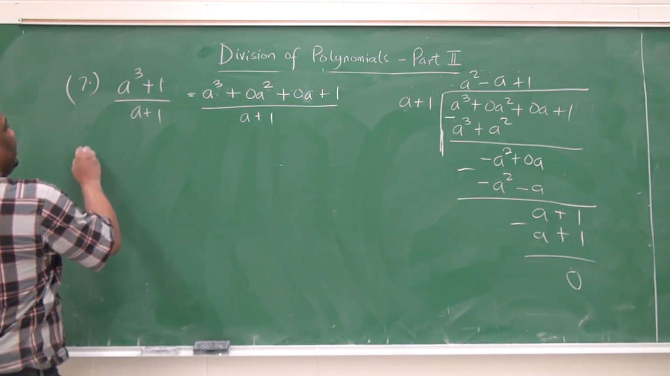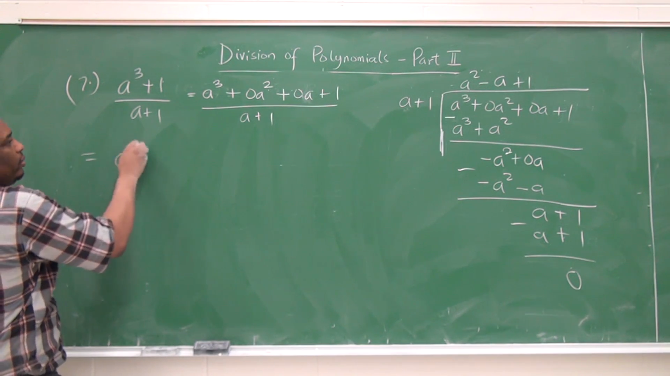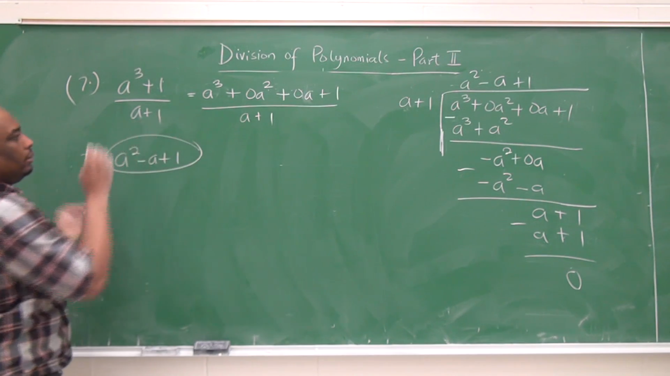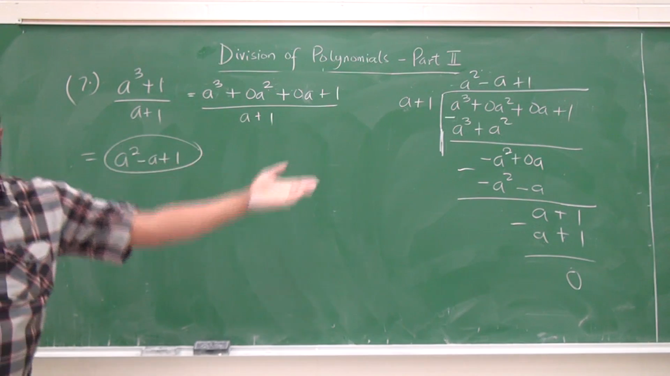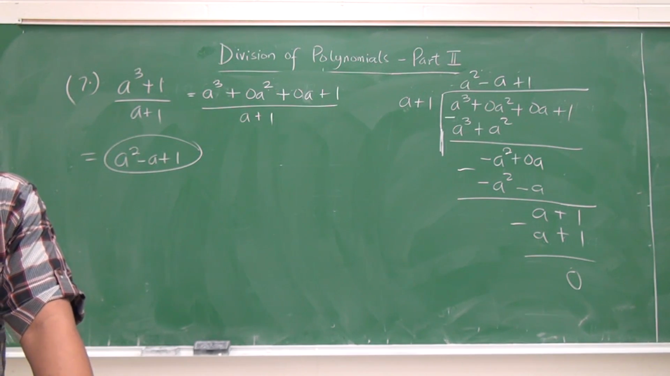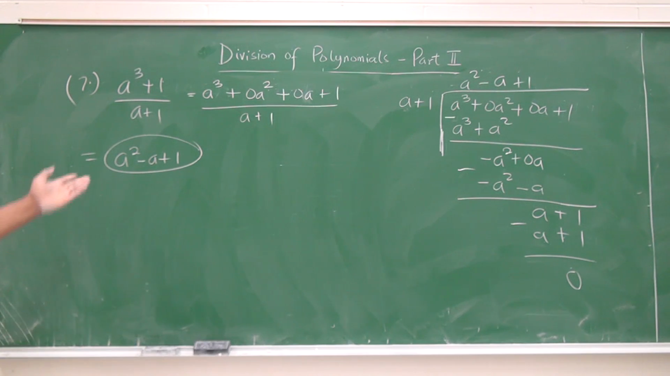So the answer will be a squared minus a plus 1 plus 0 over a plus 1. And since the remainder is 0, you don't need to put it. So the answer is a squared minus a plus 1.